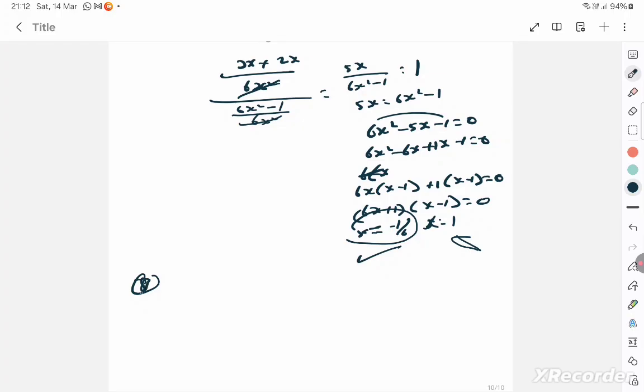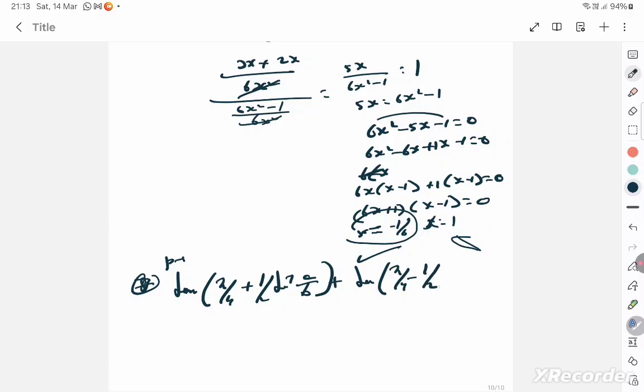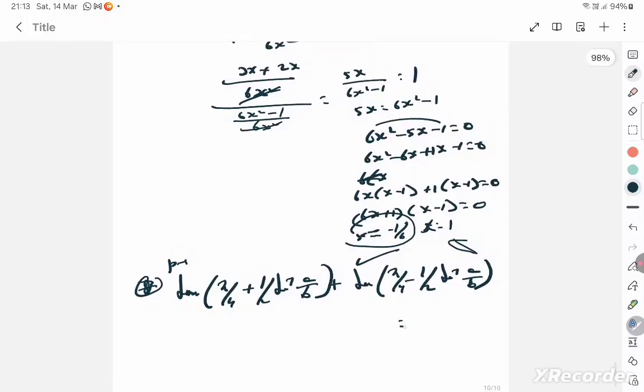Now let's go to the 7th question. Prove that the sum, tan of (pi by 4 plus half of tan inverse of a by b) plus tan of (pi by 4 minus half of tan inverse of a by b), is equal to 2 times root of a square plus b square by b.